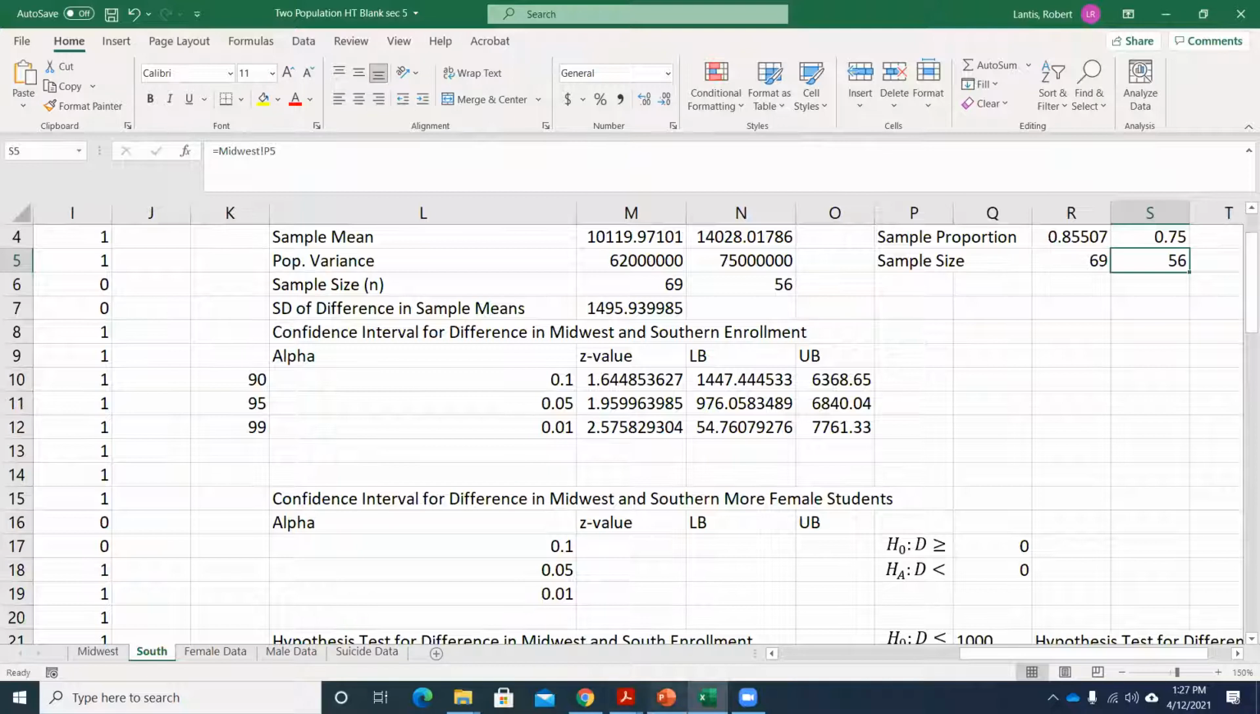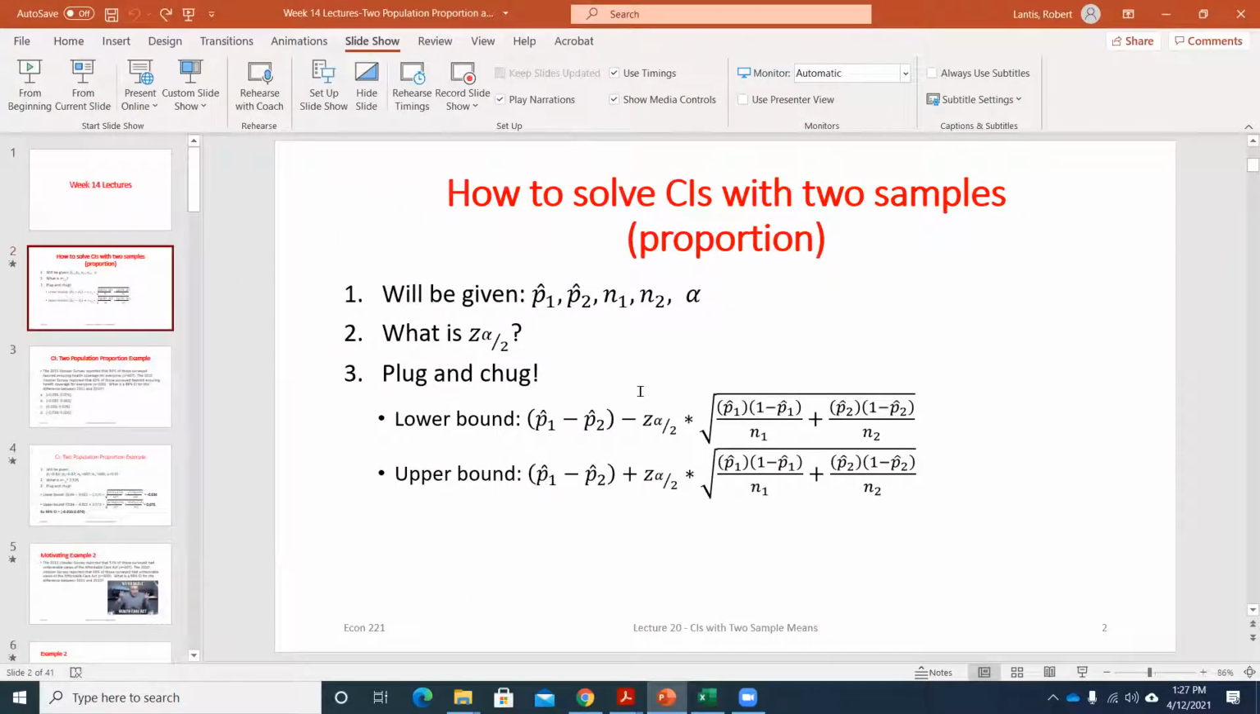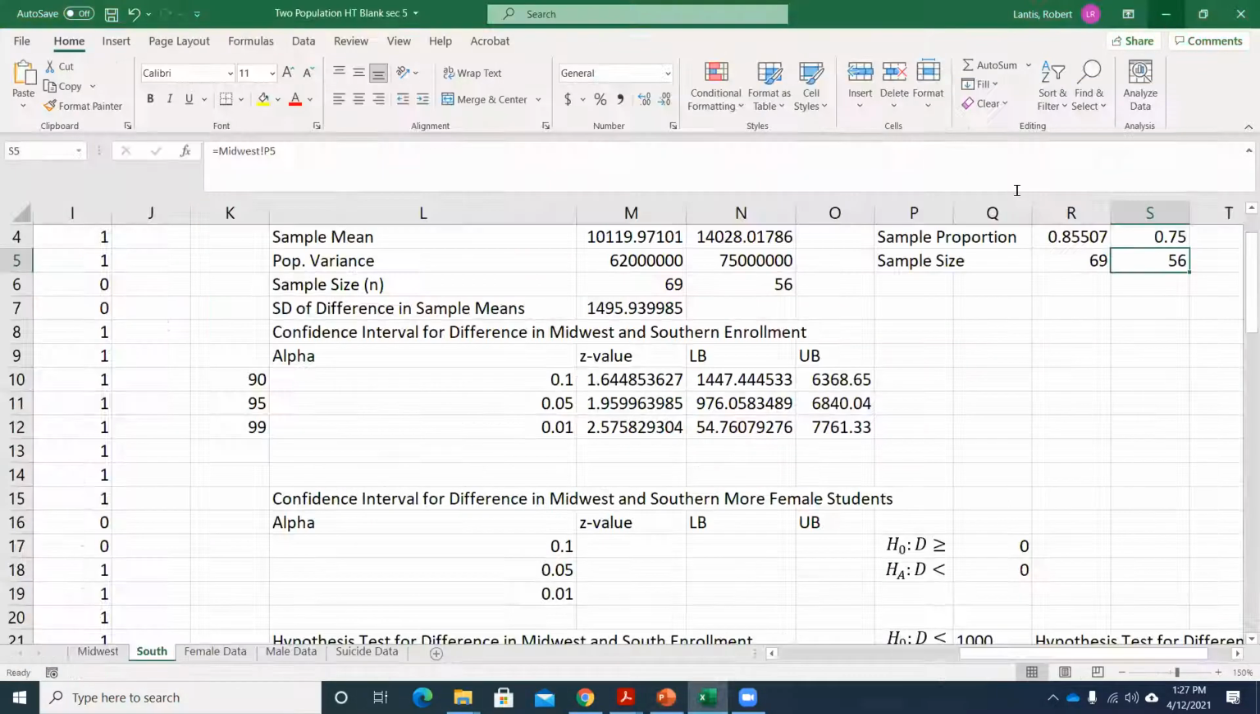So if I go back, what's the equation I'm going to need to use? I'm basically going to use Excel as a calculator because I already have my sample proportions and my sample sizes in Excel. The only other thing I need to do in Excel is find that z-value, the number of standard deviations away I need to go.